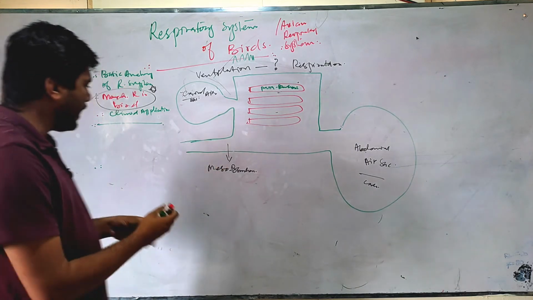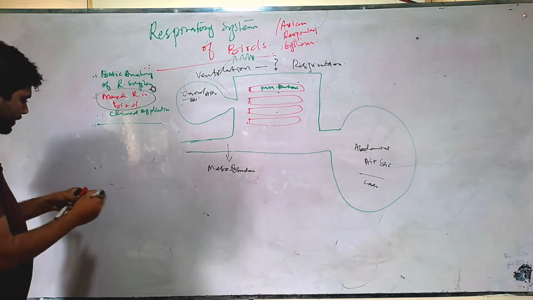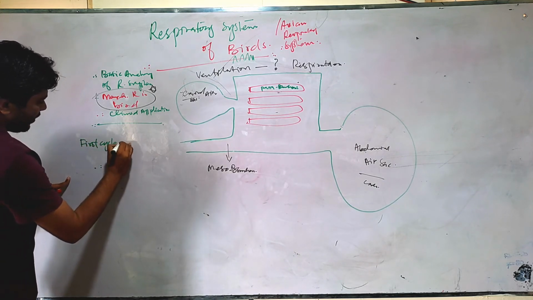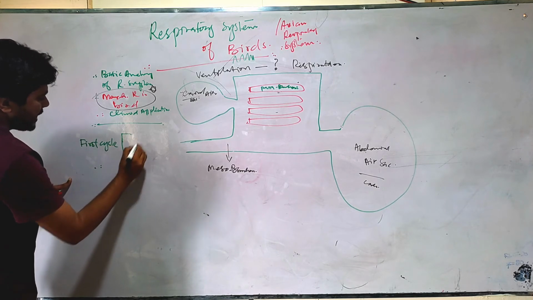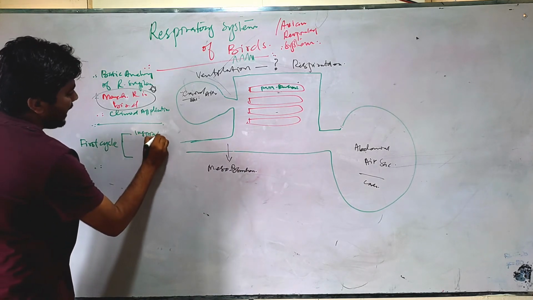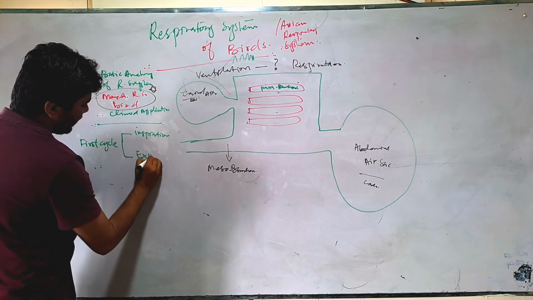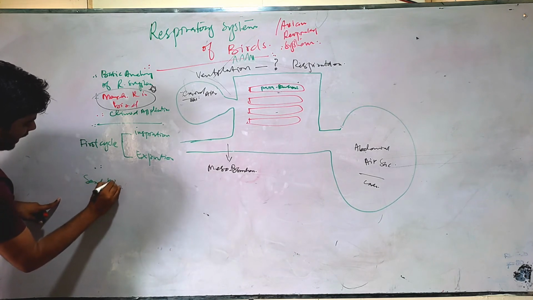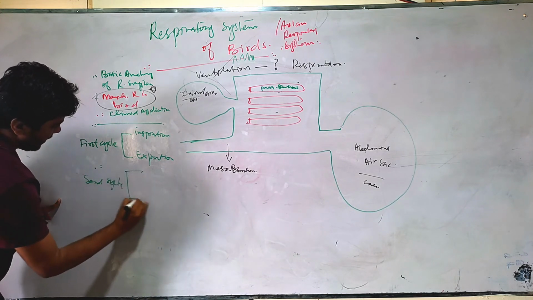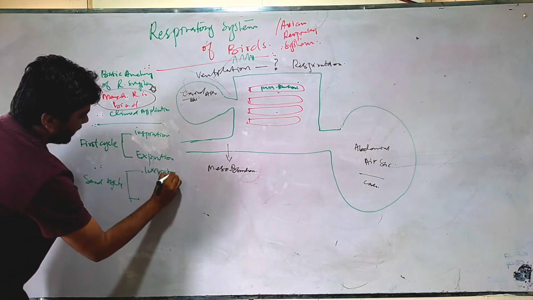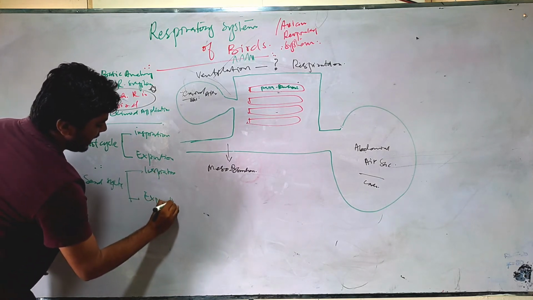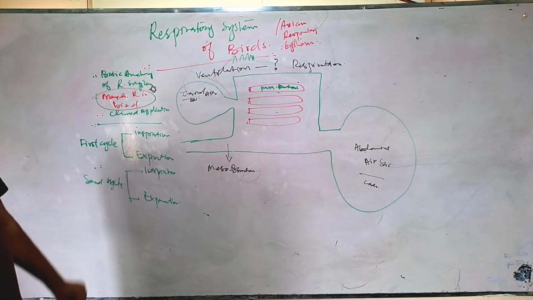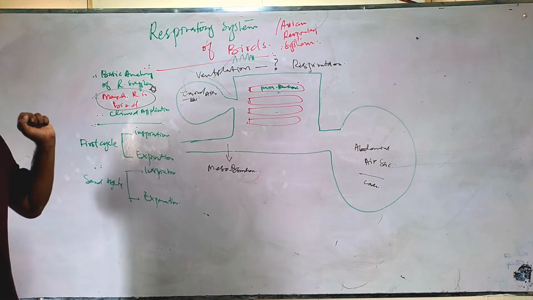Is that clear? Look here, how this really happens. Cycle one, the first cycle, definitely has inspiration and expiration. And cycle number two, the second cycle, similarly has inspiration and expiration. The point is that a single phase of ventilation in birds needs two cycles of inspiration and expiration.